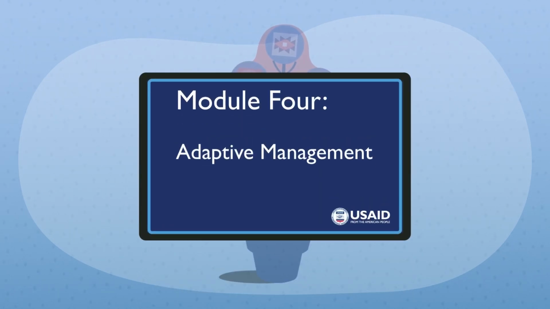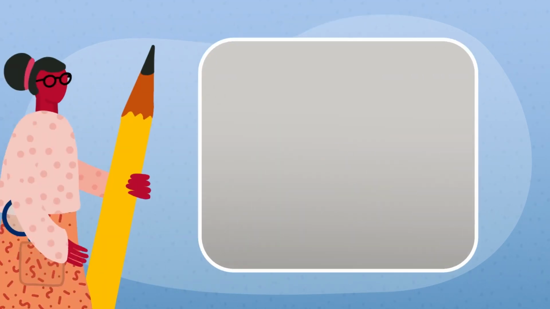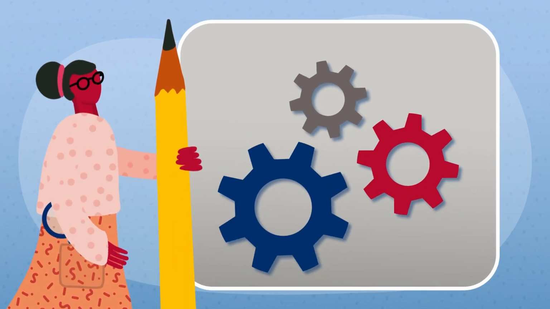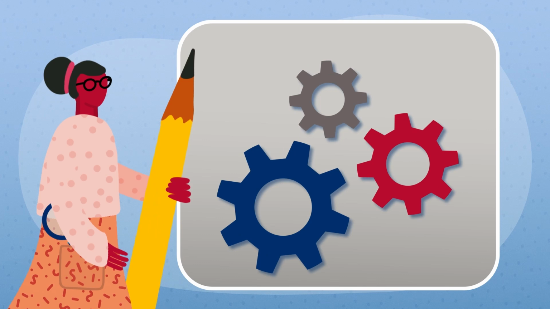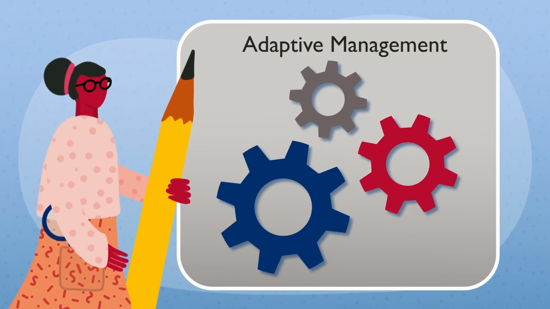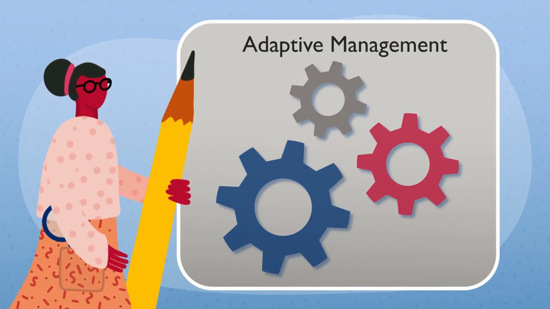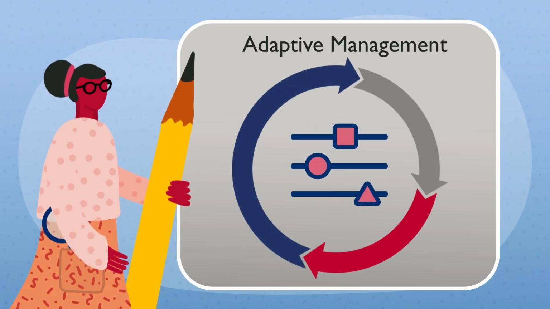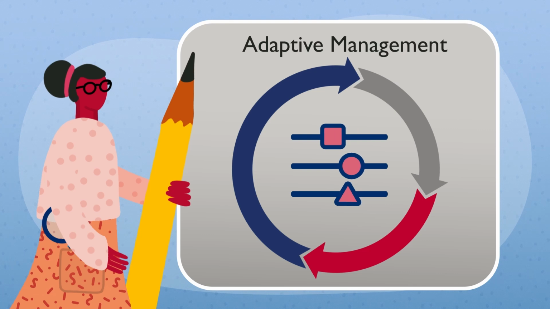Adaptive management. In Module 4, we are asking you to think of ways to build your organizational capacity. One important way of doing so is to integrate adaptive management into your planning and processes. What is adaptive management? It's the idea that as you carry out a program or project, you are intentionally making decisions and adjustments in response to what you learn.